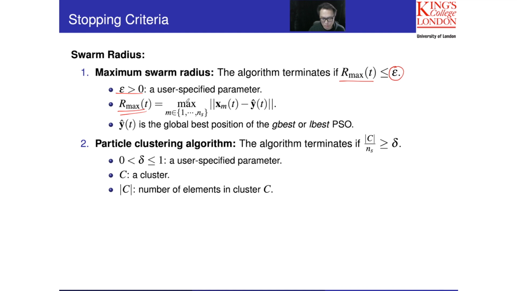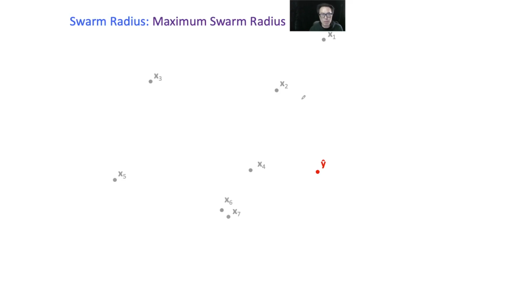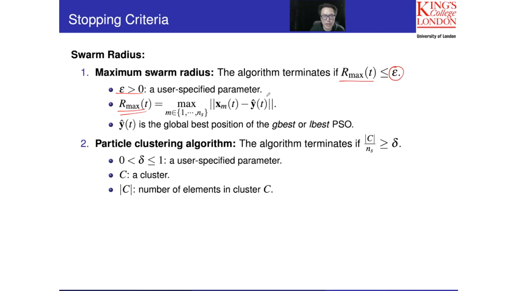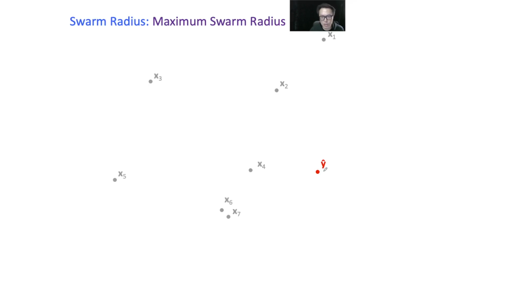This one, I'm going to illustrate using the next slide. How do we apply this condition? This is the maximum swarm radius. So according to what we have right here, at iteration t, we need to find the global best position. And then I assume that this is the global best position right here.